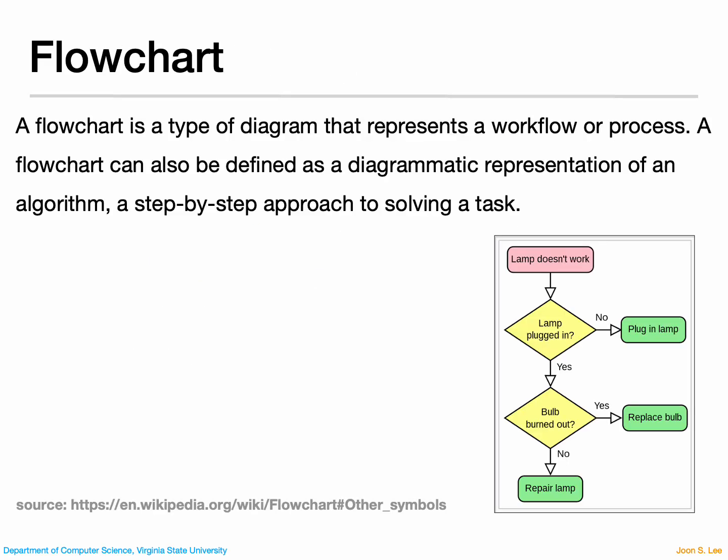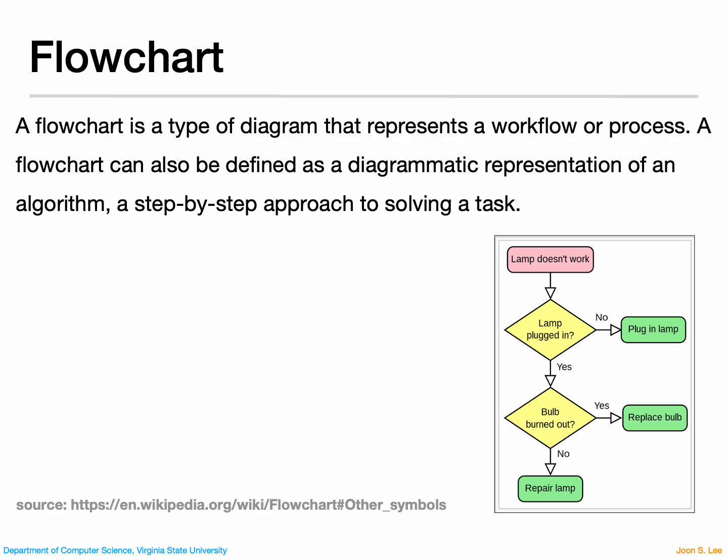A flowchart is a diagram that shows the steps in a process or workflow. You can think of it as a visual way to represent an algorithm, a step-by-step approach to solving a problem. The shapes in a flowchart usually mean different things. Rectangles represent actions, diamonds represent decisions, and arrows show the direction of the flow. Take the example on this slide. It shows how you might troubleshoot a lamp that doesn't work.